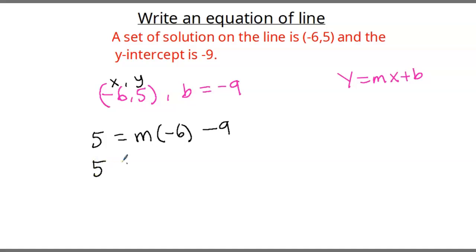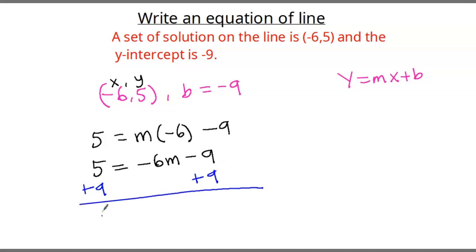We can rewrite this as 5 = -6m - 9, since multiplication is commutative. We want to solve for our slope, so we have to get rid of this -9. We add 9, and repeat the same thing on the other side, plus 9. When we do that, we get 14 = -6m. We want to find m, so we divide by -6 on both sides, and we bring it over here.